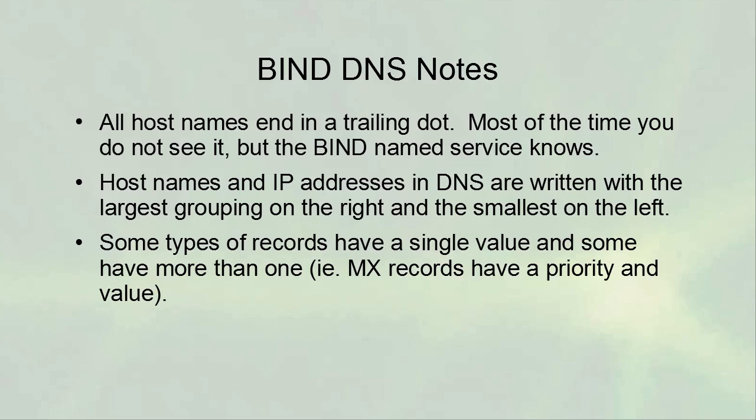Host names and IP addresses in DNS are written with the largest grouping on the right and the smallest on the left. What does that mean? Well, if you look at a name like example.com, com is a much larger grouping, and so it's on the right hand side. Example would be on the left hand side because it's smaller. So the larger it is, the further to the right. But if you think about IP addresses, something like 10.11.12.13, and you say, well, which one's the largest grouping? Well, the 10 is the largest, so it's on the left hand side. But that's not where the DNS wants to put it. It wants to put it on the right hand side.